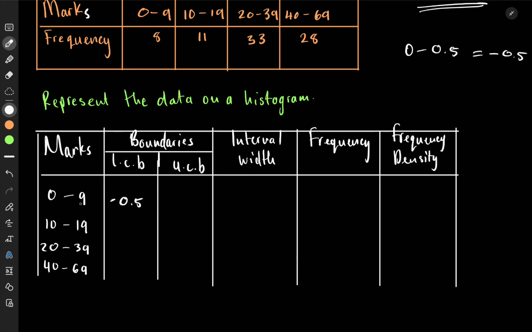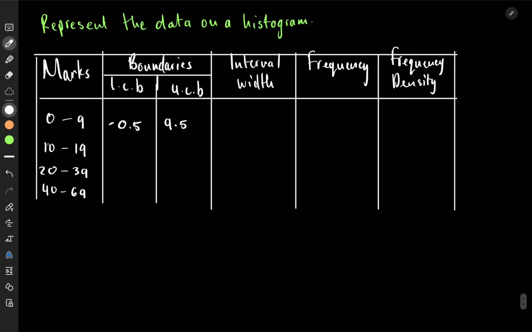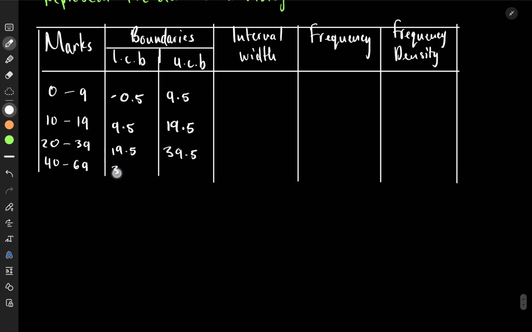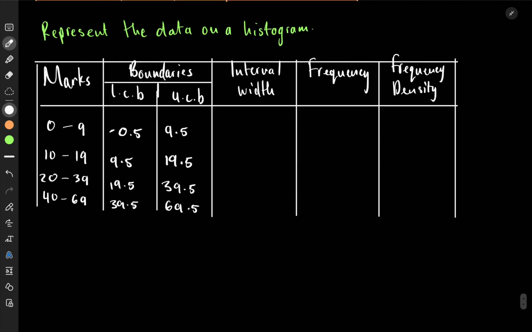Then the upper class boundary will be 9 plus 0.5, it becomes 9.5. You'd be adding. Then here, 10 minus 0.5 is 9.5. 19 plus 0.5, because it's the upper bound, we add, you get 19.5. 20 minus 0.5, you get 19.5 as well. Then 39 plus 0.5, you get 39.5. 40 minus 0.5, you get 39.5. 69 plus 0.5, you get 69.5. Here are my boundaries. Now I can start to calculate the interval width.